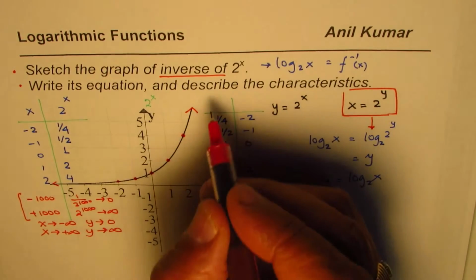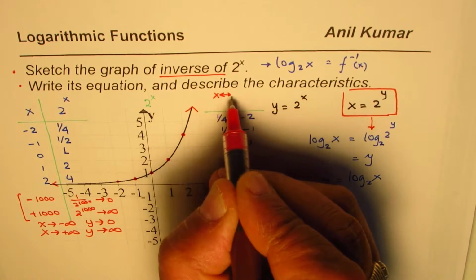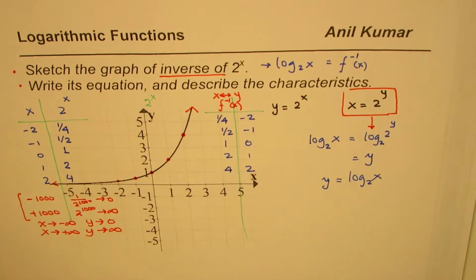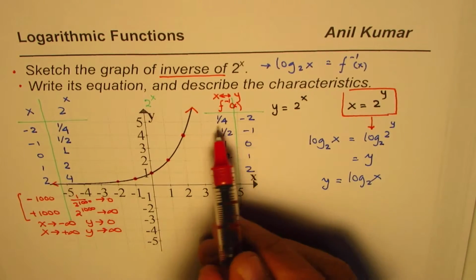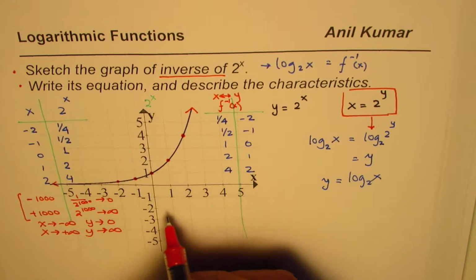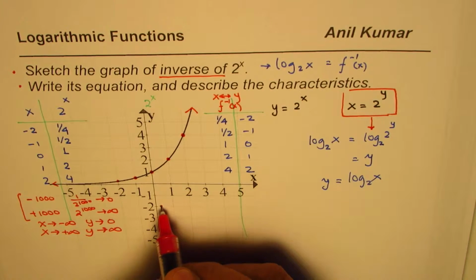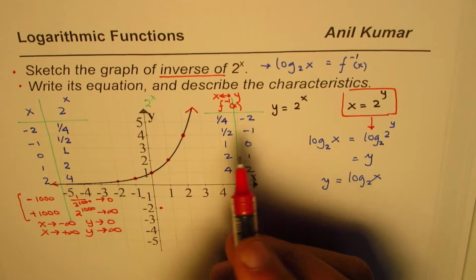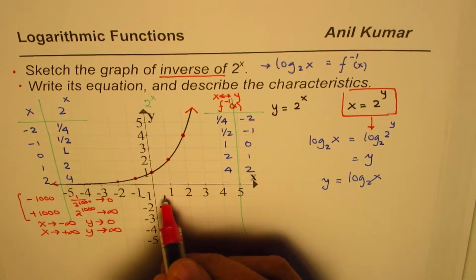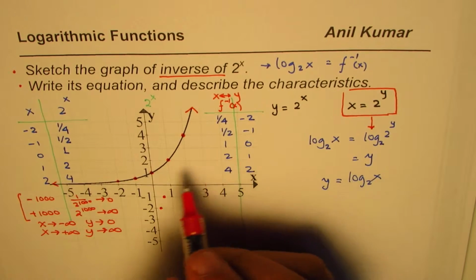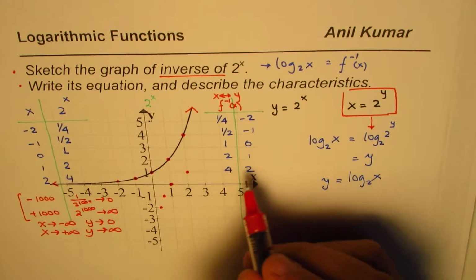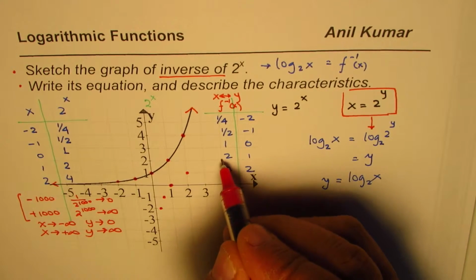So basically at this stage, what have we done? We have swapped x and y to find the inverse, to get f inverse of x. You get an idea, right? If I plot these points, at x value of 1 over 4, it is minus 2. So minus 2 is at quarter. At half, it is minus 1. At 1, it is 0. At 2, it is 1, that's the point. At 4, it is 2.